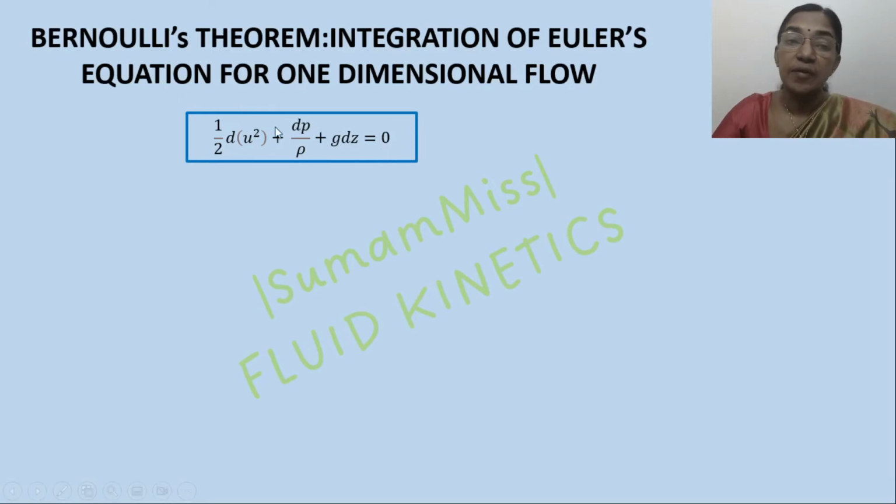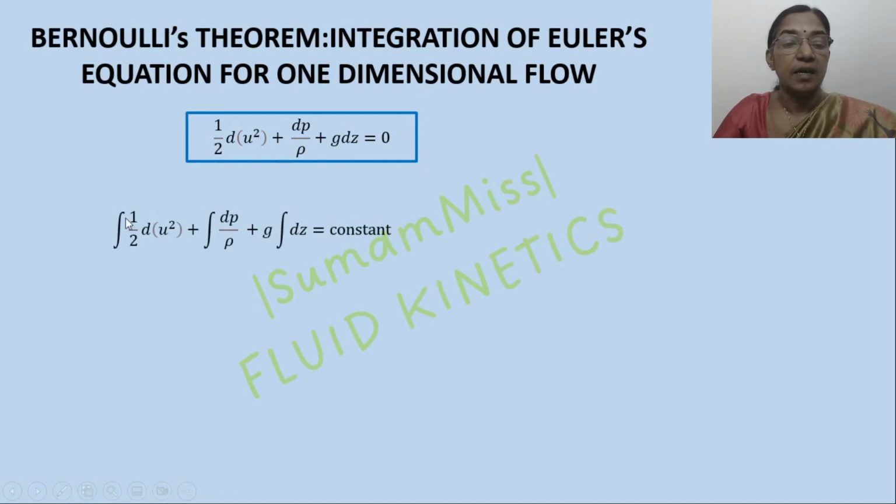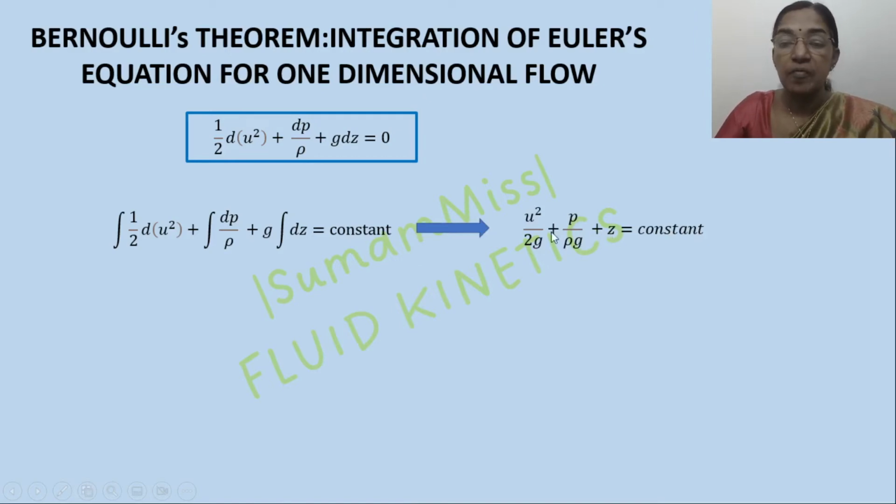We can derive the Bernoulli's theorem by integrating this expression. Integral of half into differential of u square plus integral of dp by rho plus g into integral of dz, that is equal to constant. Or we can write this expression as u square by 2g plus p by rho g plus z equal to constant. So in more general form, we can express this equation as v square by 2g plus p by rho g plus z equal to constant.